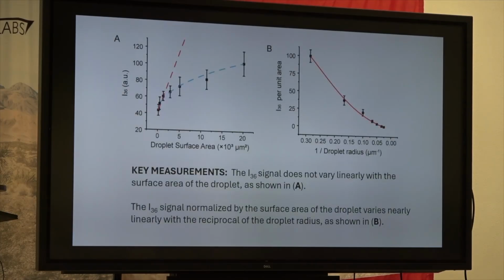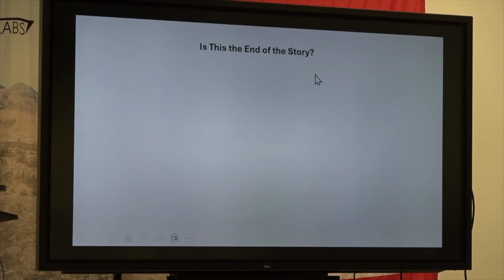And here's what we find. Here's the intensity of 36. Here I'm looking at the droplets versus droplet surface area. If it were linear with area, if it just scaled with area, it would look like this. It doesn't. It's curved over, right? What happens if I instead went over the radius? Okay, this is the I-36 per unit area now, plotted versus one over the radius. Almost a straight line. Wow. That's great. It really is showing you what I'm saying.